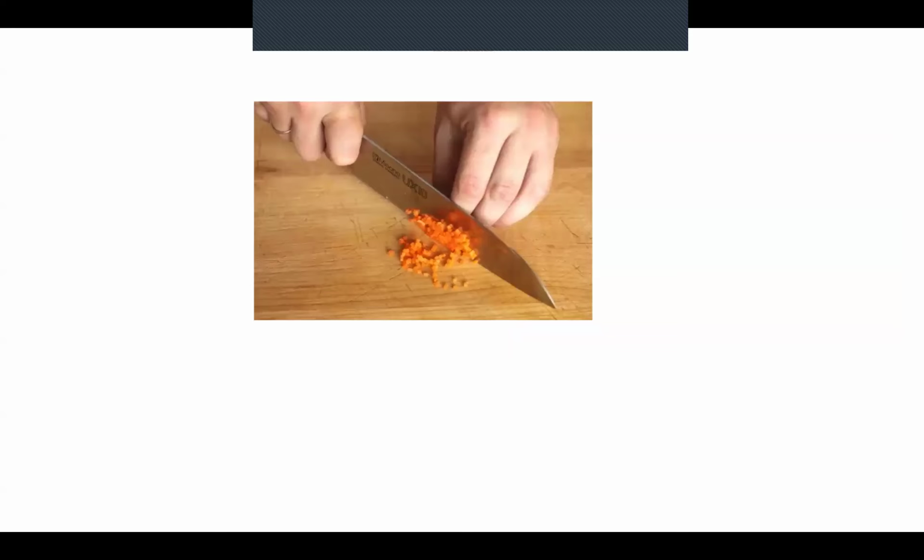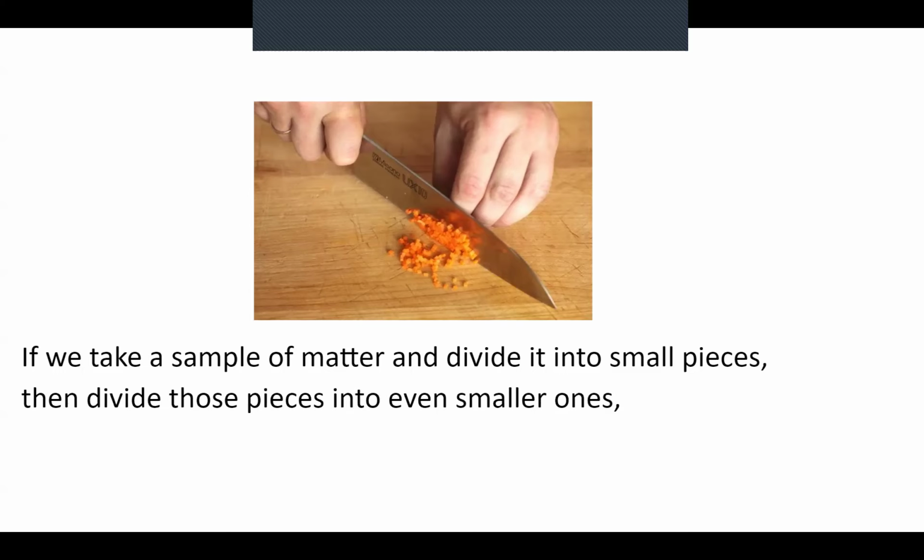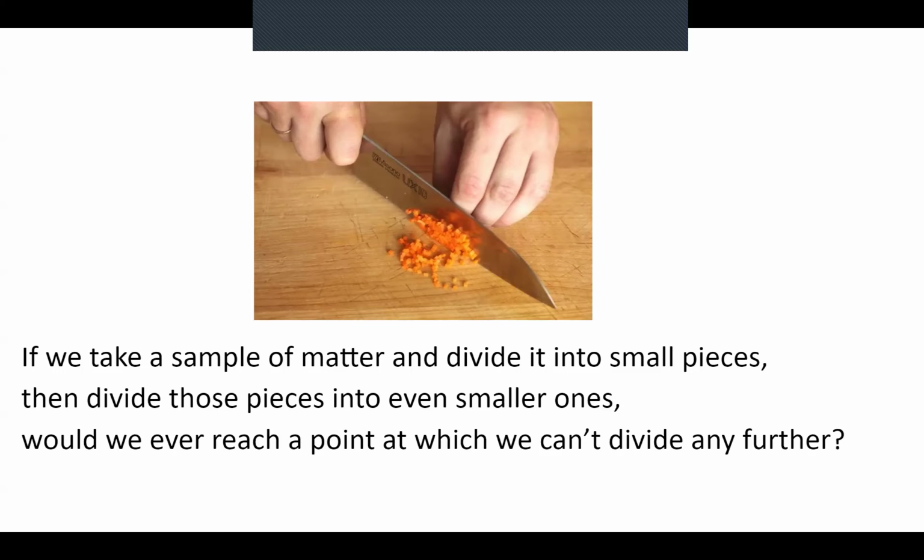Here's a philosophical question for you. Let's say you have a really, really sharp knife and you're really, really skilled at cutting. Is there any limit to how small you could get the substance that you're cutting? Like here is pictured, it looks like a carrot. Let's say you take that carrot and you divide it into small pieces, and then you take those small pieces and divide them into even smaller ones. Is there any limit at which you can't divide any further?